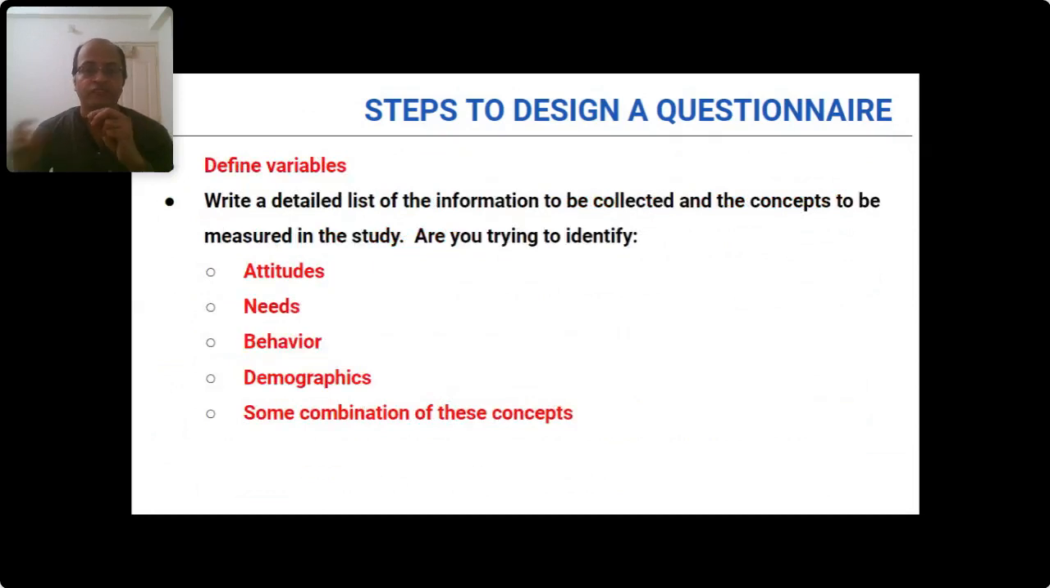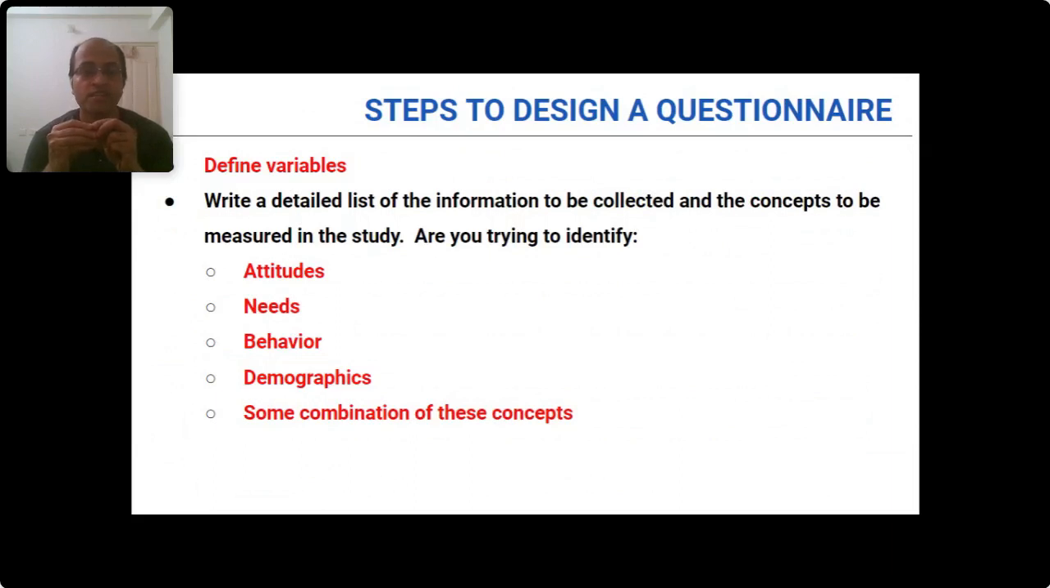Then, first step, once you are drafting the questions, is you need to define the variables, because based on the variable you have the outcome. Write a detailed list of the information that needs to be collected and concepts that need to be measured in the study. For example, are you trying to identify the attitudes amongst the different respondents, or the needs of the respondents, the behavior, or the demographics? Demographics would mean in which areas do they belong to, and how they are behaving, or a combination of many of these. So you have to put in a lot of thinking process when you are doing the questionnaire.